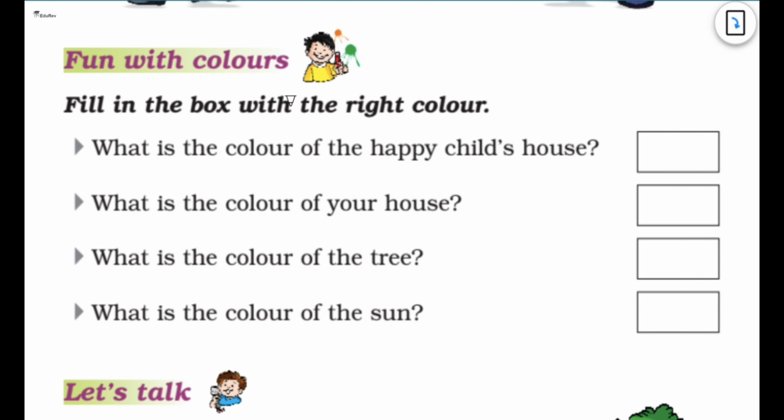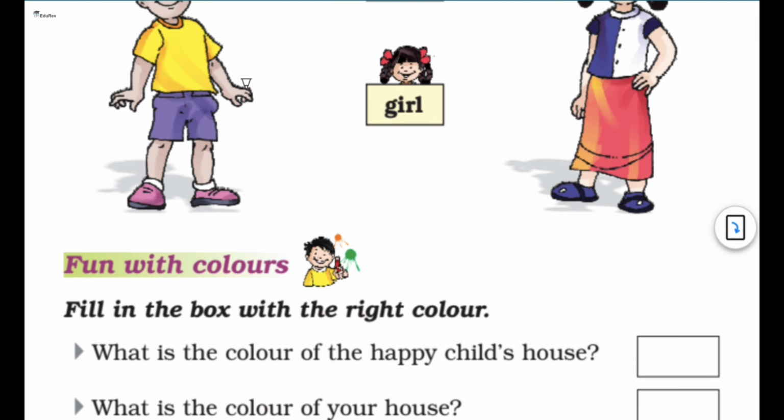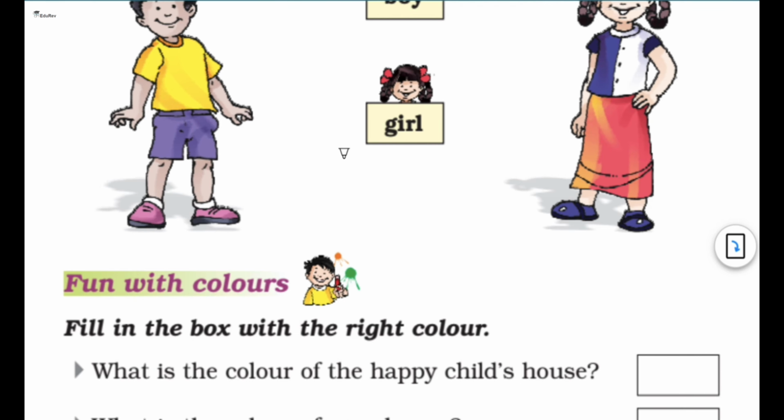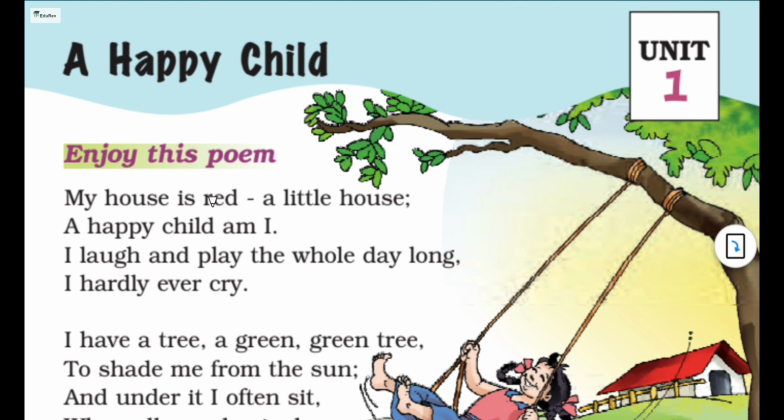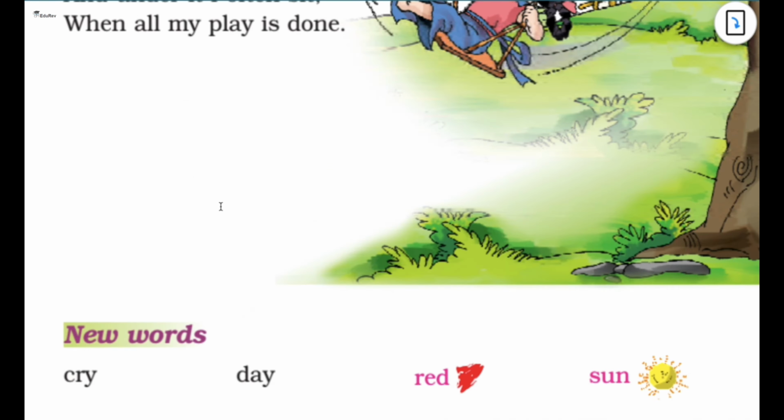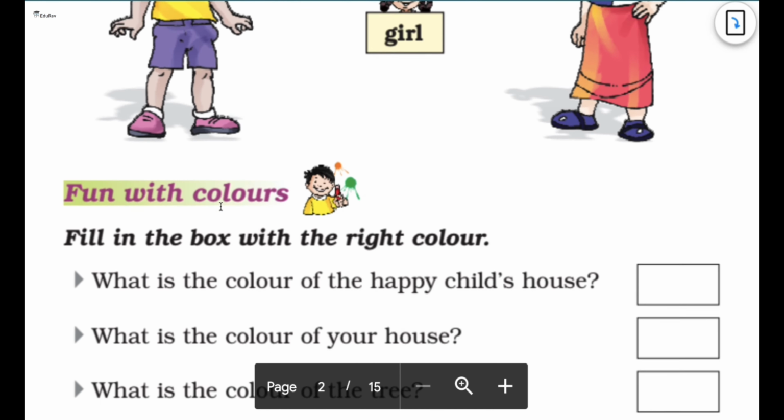Now we are going to have fun with colors. In fun with colors, what we are going to do is fill these boxes with the appropriate color. Now fill in the box with the right color. What is the color of the happy child's house? Now if I go back, the color of the happy child's home is red. So here I have to color it with red. So I need to color this box with red.